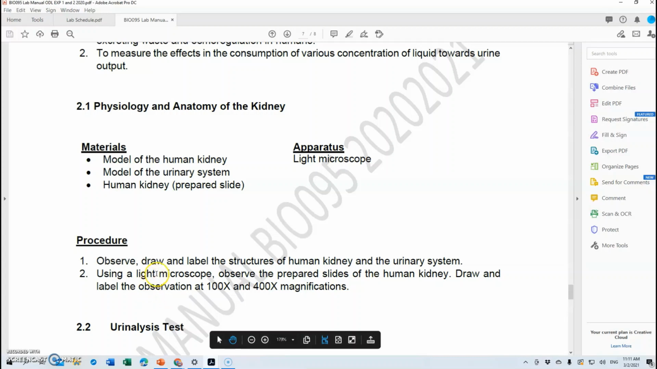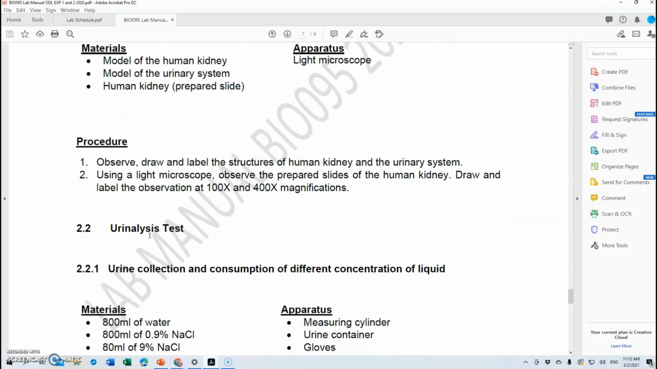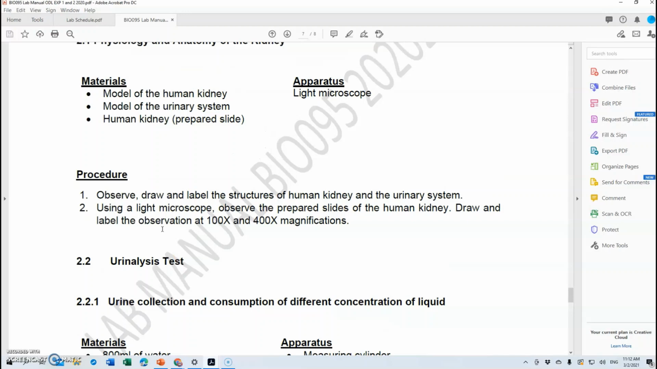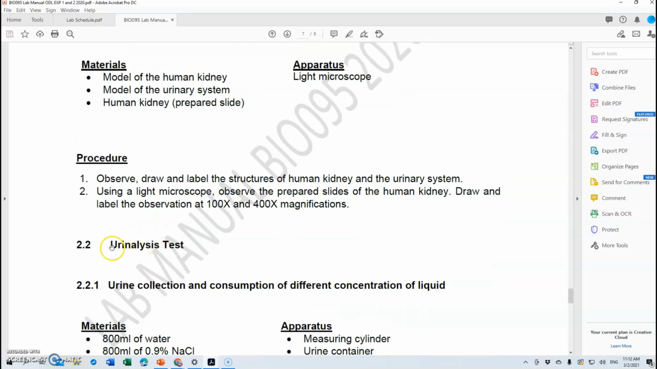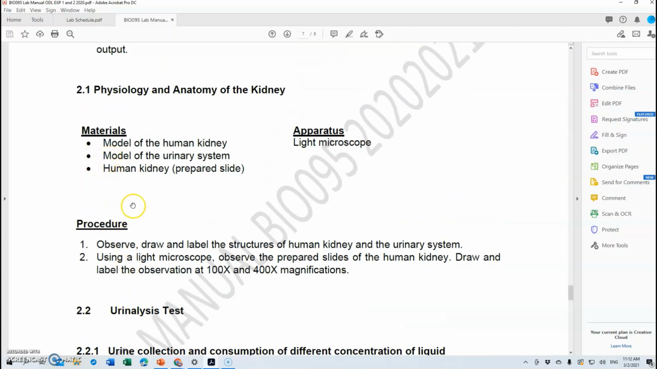And then if this experiment was to be done face to face, you would need a light microscope and you would have to observe the prepared slide. Okay, so for this one, you are just going to observe the image for the observation of the prepared slide of human kidney. And then the second part of this experiment is on urinalysis. Before I go into the explanation of the second part of the experiment, I will have to show you the image for the three items.